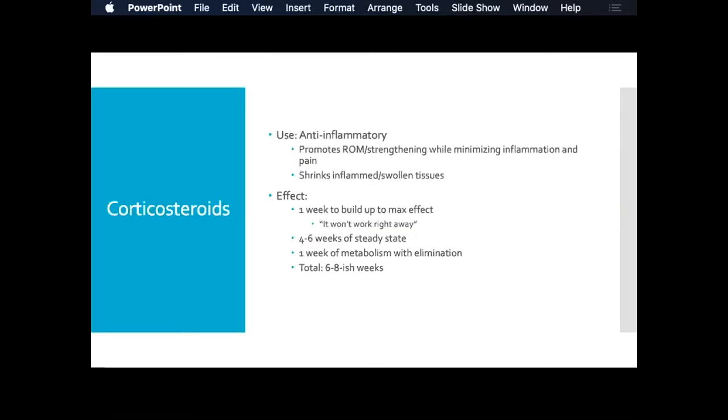So first one, corticosteroids. Their uses: they're anti-inflammatory. So this is going to promote range of motion and strengthening while minimizing inflammation and pain, and also shrink inflamed or swollen tissues. So, a picture of what a patient should expect. It takes about 1 week to build up to maximum efficacy. So what I tell people is, look, you'll feel the effect of the lidocaine. For instance, if it's a knee injection or shoulder injection, they're going to feel great while the lidocaine's in there. Then that's going to wear off after several hours.